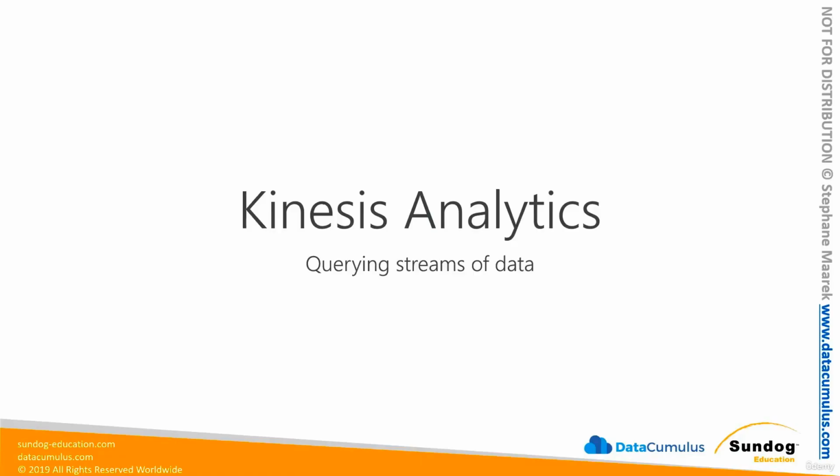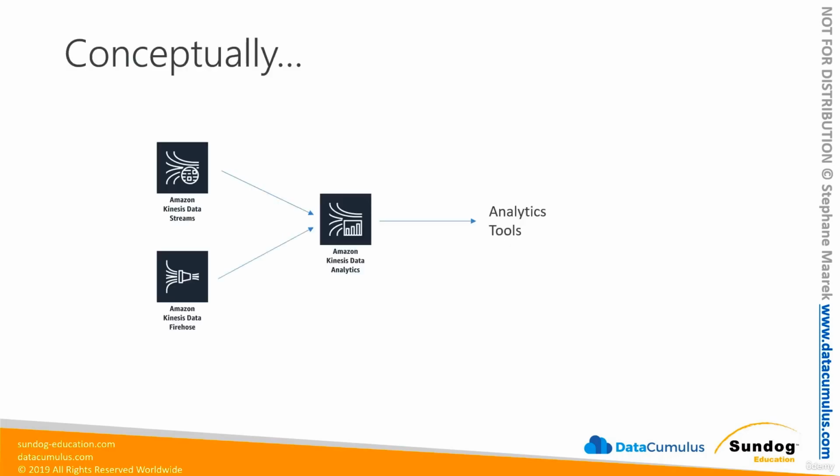As we start our journey into the analysis domain of big data, let's start off with Kinesis Analytics. It's another system for querying streams of data continuously, very similar in spirit to Spark Streaming, but it is specific to AWS Kinesis. So conceptually, it's pretty simple.